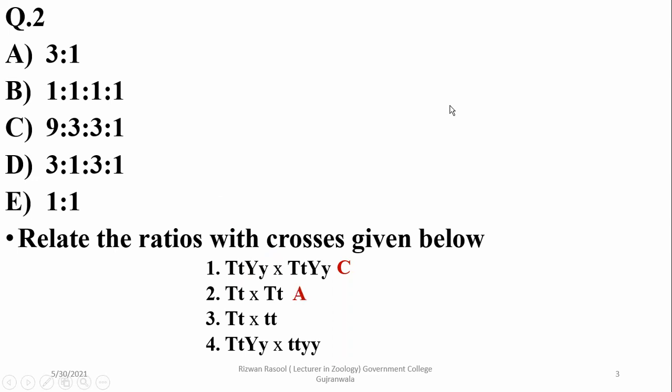And if you're crossing a heterozygous plant with a homozygous recessive plant, you will get a ratio of 1:1, just like the ratio of a test cross. And in number four, you also get a ratio of 1:1:1:1, tall yellow and short green, as well as tall green and short yellow plants.